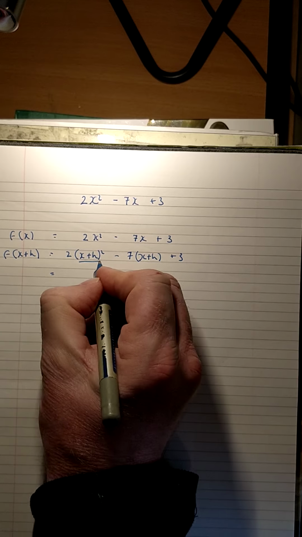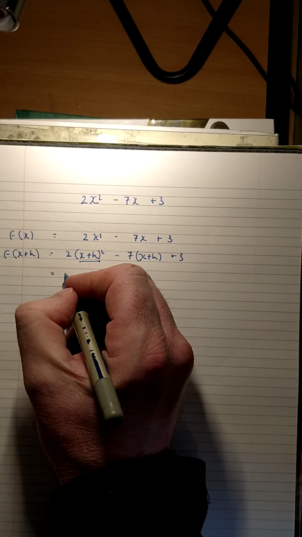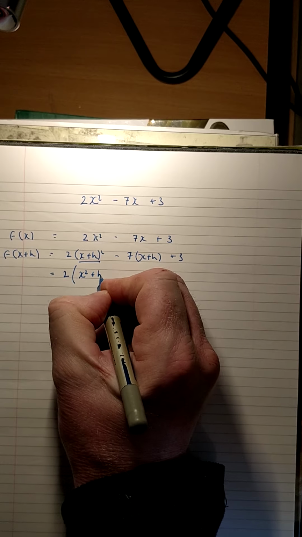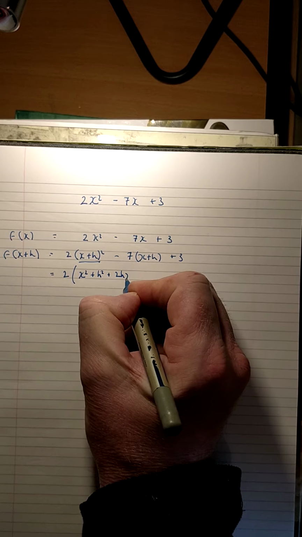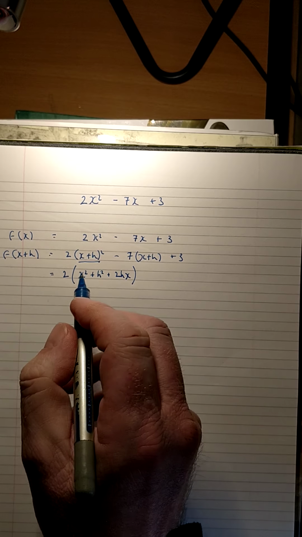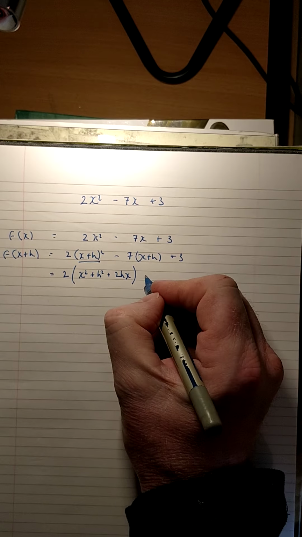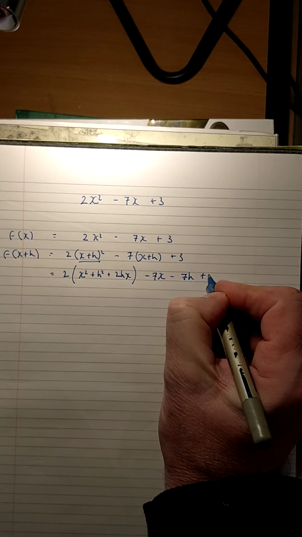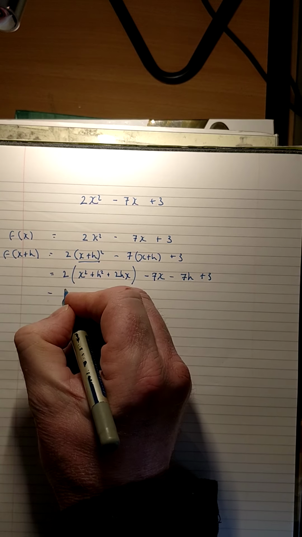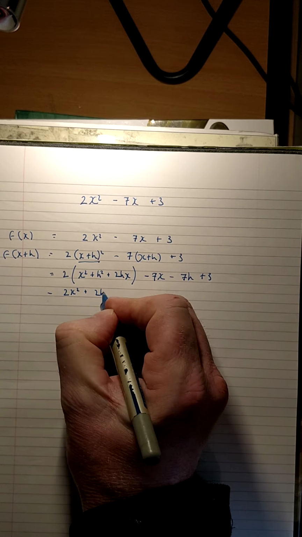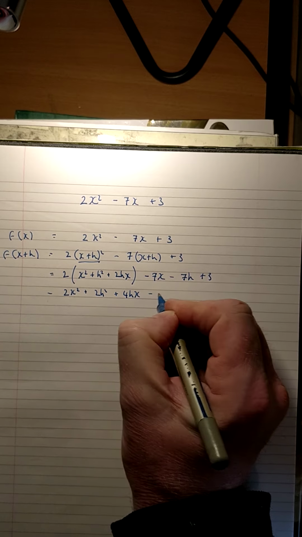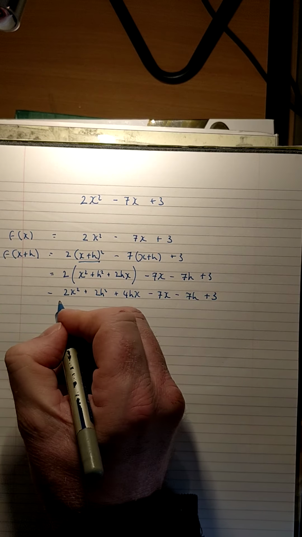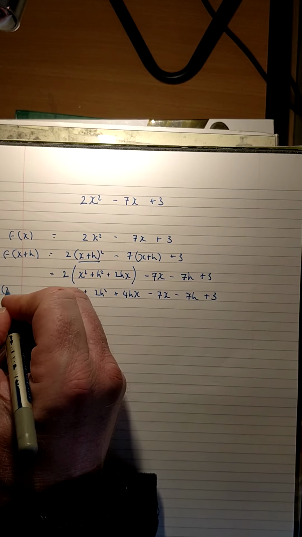I'm going to do this by the shortcut this time. So I'm squaring the binomial. It's going to be 2, multiplying the whole lot of it, x squared plus h squared plus twice their product, 2hx. You can do it the long way or the short way. Remember, you can check the short way in the quick fix zone. Minus 7x minus 7h plus 3. The 2 now multiplies all of those: 2x squared plus 2h squared plus 4hx minus 7x minus 7h plus 3. That's f of x plus h done.